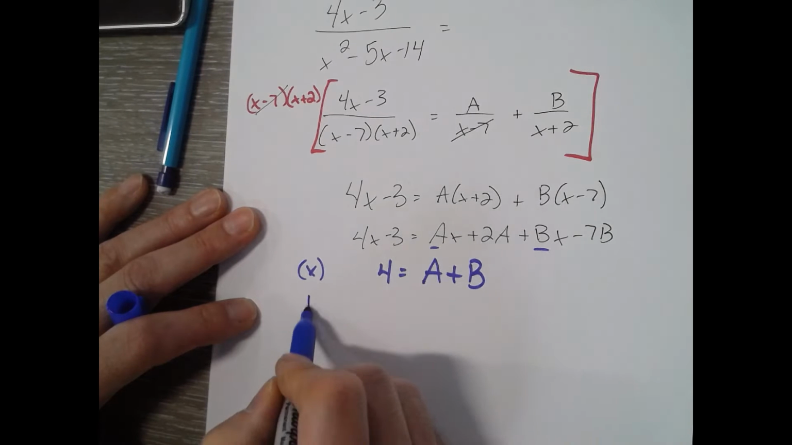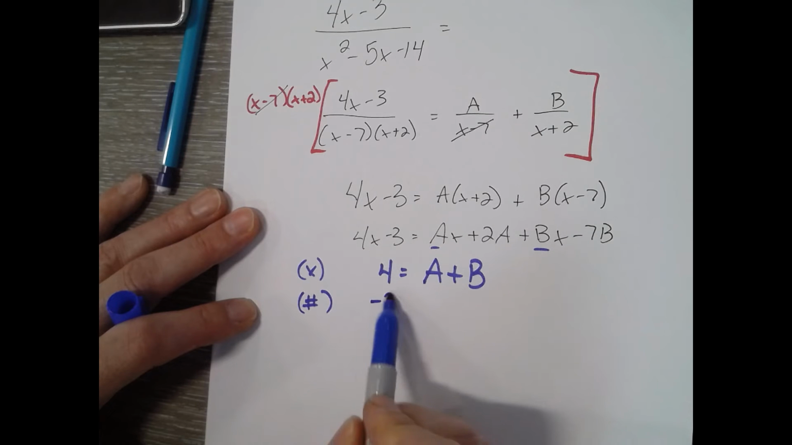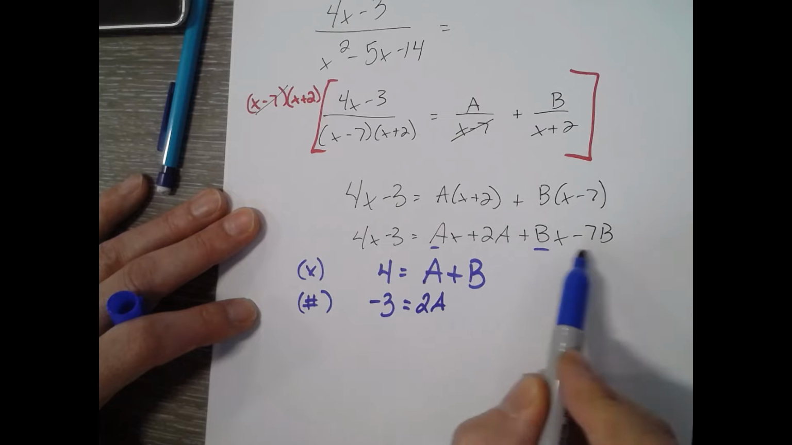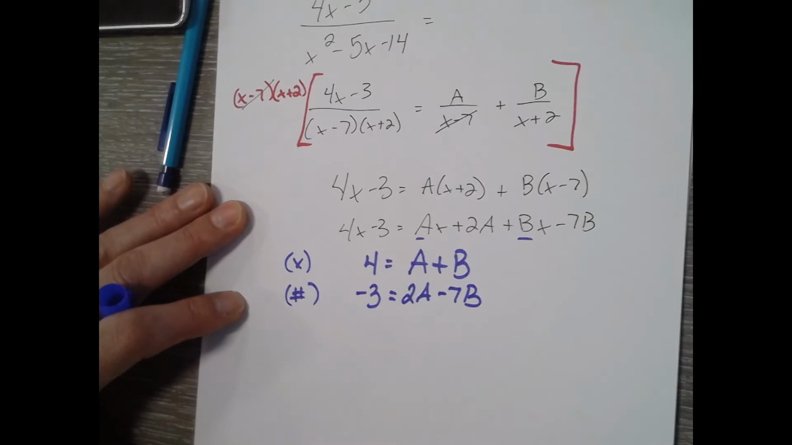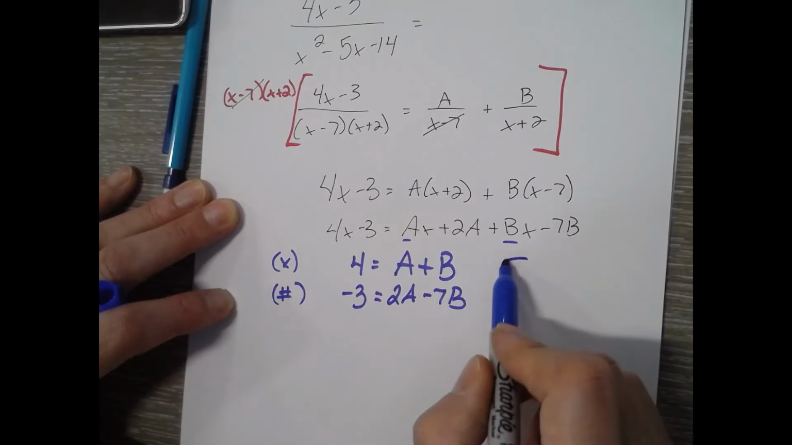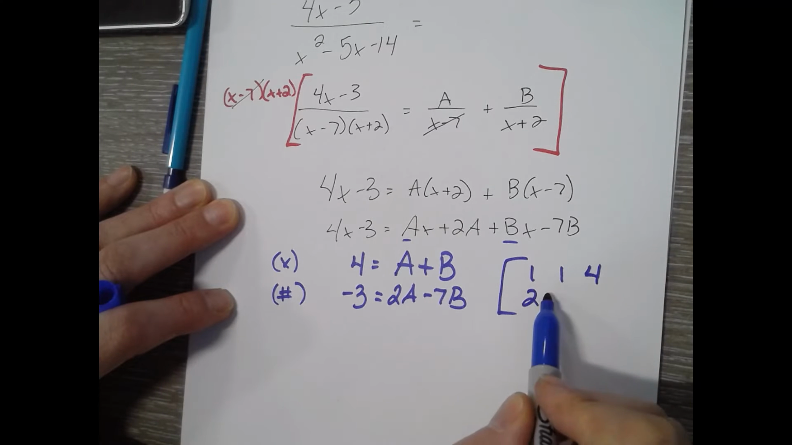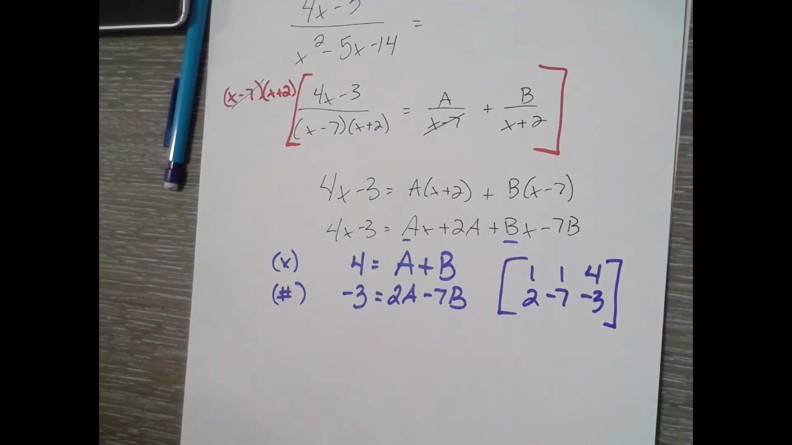So now I need one for the numbers, or the constants. On the left I have negative 3, and on the right I have 2A minus 7B. Do we know how to solve that? I sure hope so. Perhaps. Okay, so you could do it by hand or you could just put it in a matrix. I will do that.